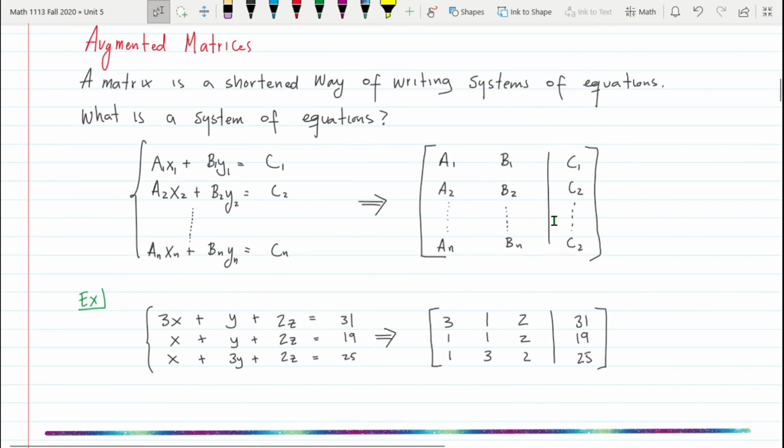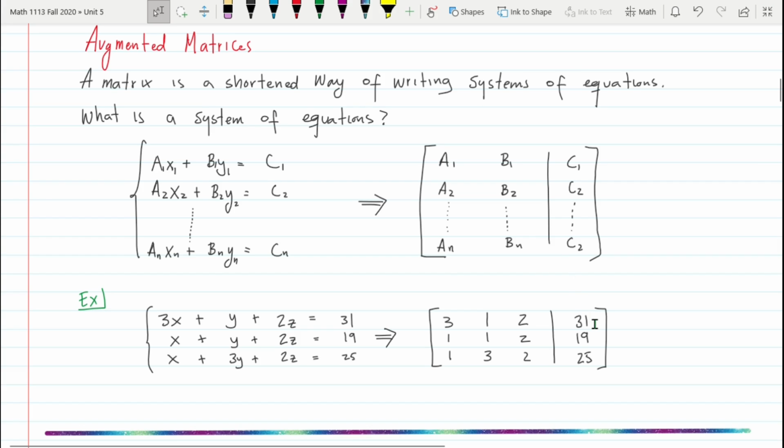So here is a more real example. 3 equations, 3 unknowns. So the first equation is 3x plus y plus 2 times z equals 31. So that's equation 1. So the augmented matrix, or the first row, would be 3, 1, 2, 31. So 3, 1, 2 are the coefficients in front of each variable, and then whatever it equals to.